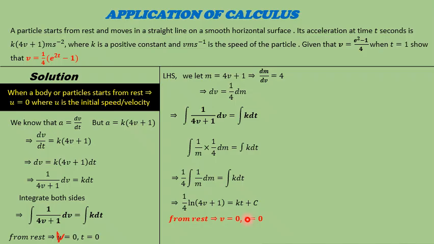All right, so from rest, v equal to 0 when t equal to 0. Hence if I substitute v equal to 0 and t equal to 0, I'm actually looking for my constant of integration. So at the end of the day, my v equal to 0, I'll put 0 here, and my t equal to 0, I'll put 0 here. So these initial conditions are very important when dealing with this application of calculus, specifically equations of this form.